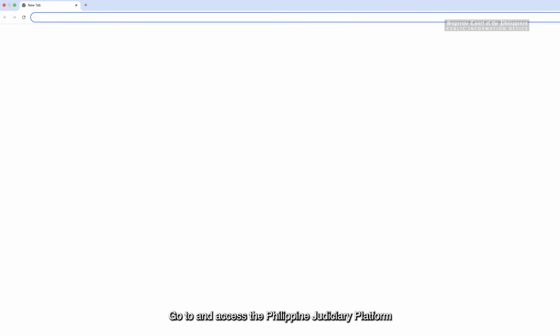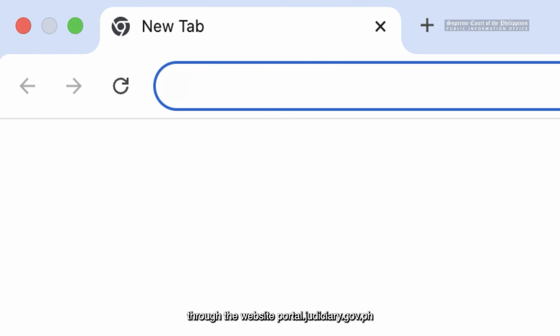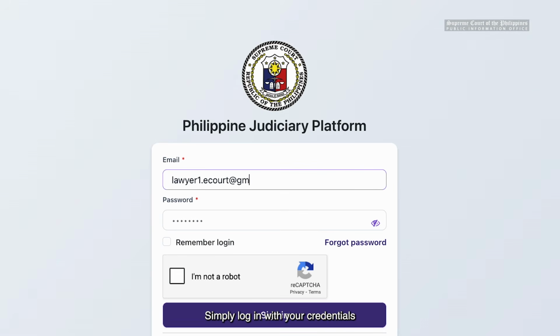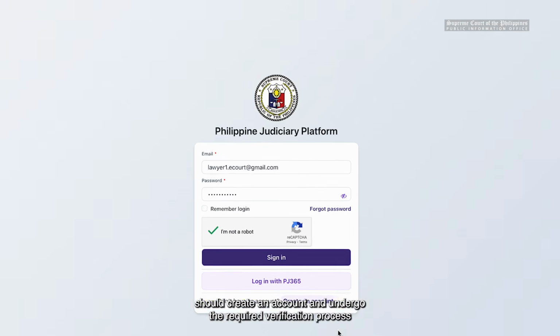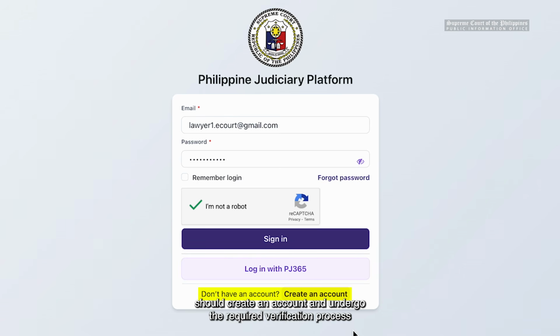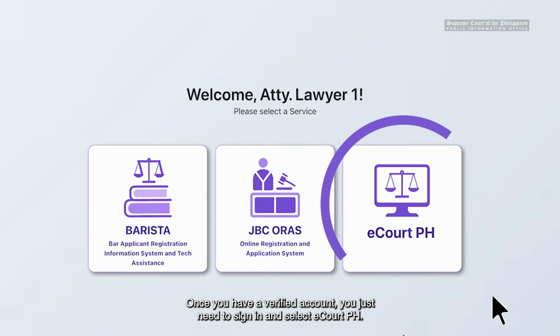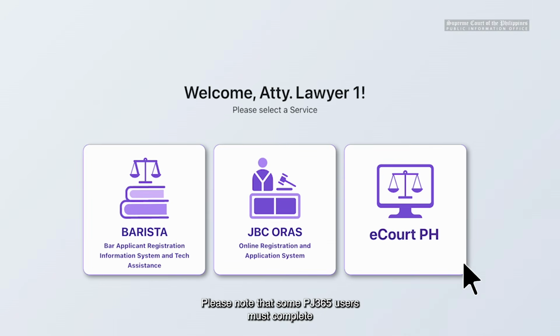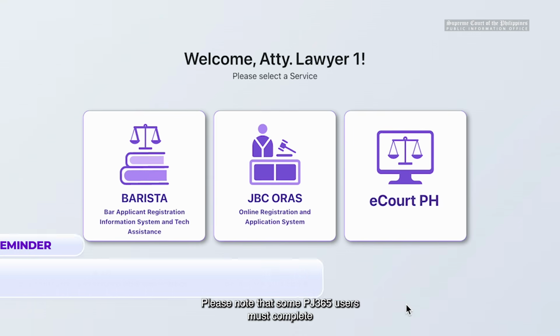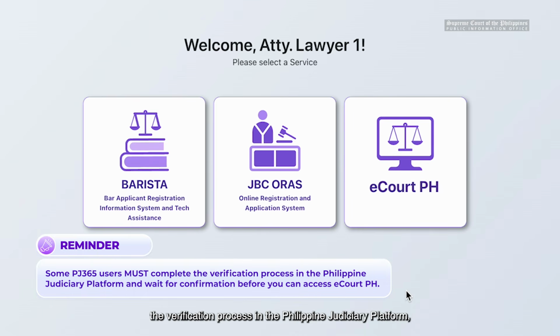Go to and access the Philippine Judiciary platform through the website portal.judiciary.gov.ph. Simply log in with your credentials. Non-PJ365 users should create an account and undergo the required verification process through the platform. Once you have a verified account, you just need to sign in and select eCourt PH. Please note that some PJ365 users must complete the verification process in the Philippine Judiciary platform and wait for confirmation before you can access eCourt PH.